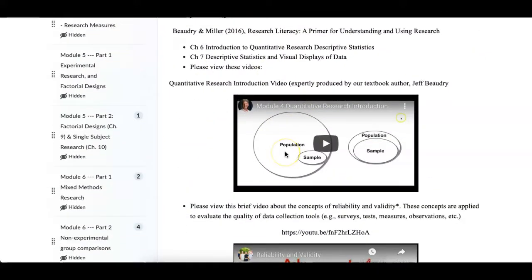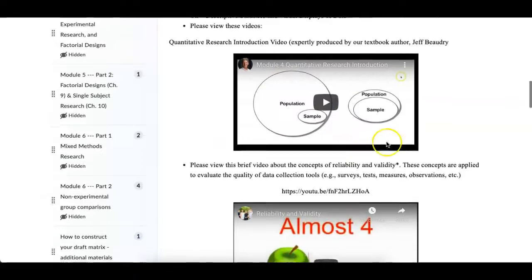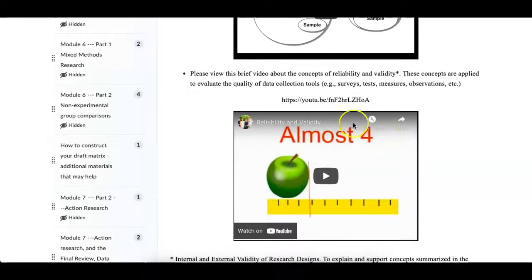This one is, once again, Quantitative Designs 1. This one is really just an overview about how quantitative research is set up, the population and the sample. The idea with quantitative research is to have a sample significant enough that you can infer to the entire population. So I'd like you to take a look at this video on reliability and validity.